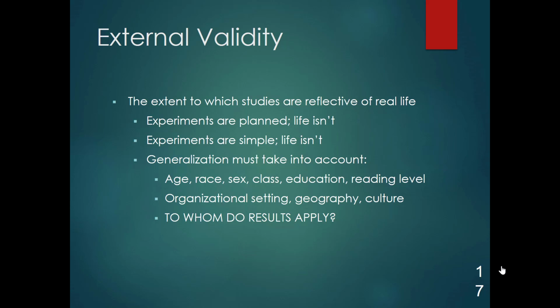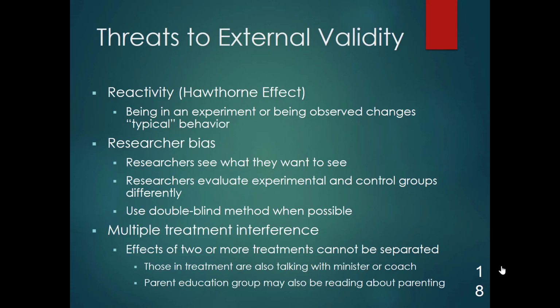So when it comes to external validity, it's basically whether we can show that our study is reflective of what it would be in real life. Generalization must take certain things into account. We have to look at the age, race, sex, class, education, reading level, different things like that in terms of who we are generalizing this to. Organizational setting, the location, culture, to whom do these results apply? Okay, and that's how we would be able to generalize.